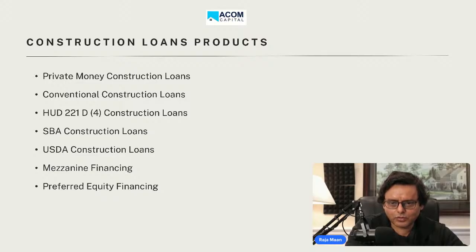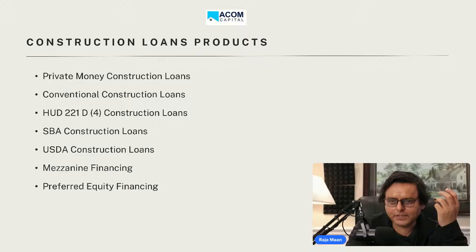USDA, it's for both owner user. Just to clarify, HUD 221 is for multifamily properties only. It's not for industrial warehouse. It's just for housing and urban development. It's a government agency ensuring the loan for banks, just like SBA and USDA.